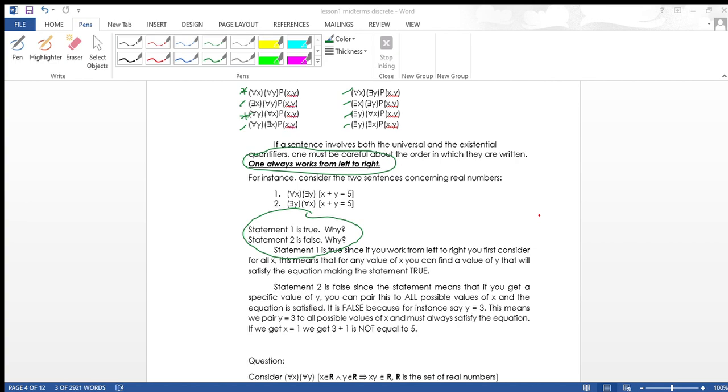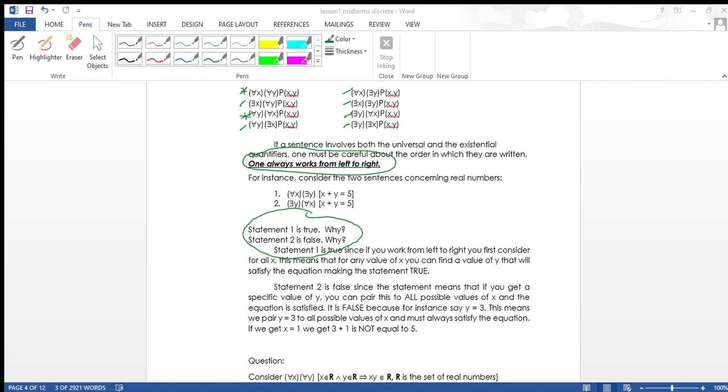Okay? So that should be false. Again, why is the statement false? Because you cannot find a single value for y that will be paired to all the values of x to make x plus y is equal to 5. Okay? So the statement is false.